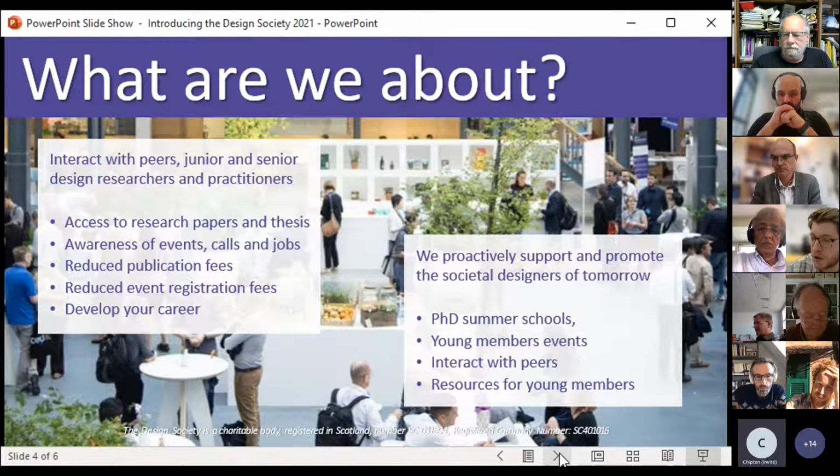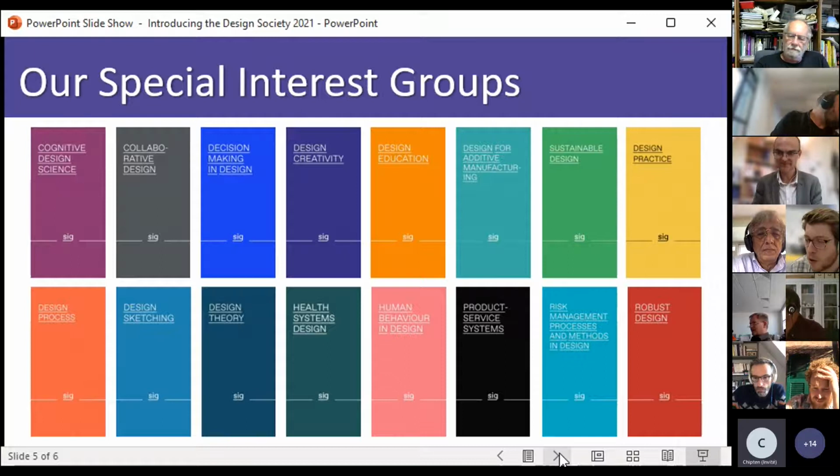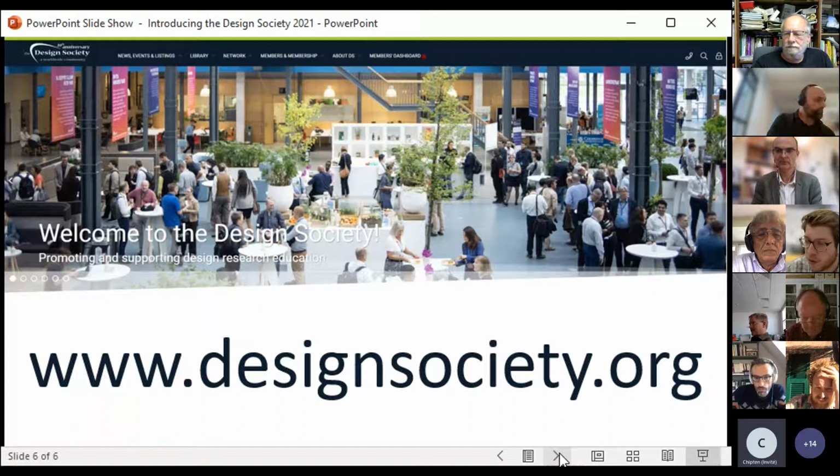If you have a particular interest, for example design theory, you might like to join one of the special interest groups. You can see a list of the different groups here, or visit our website at designsociety.org to learn more about each of the individual groups. So I'll pass over to Pascal. If you'd like to share your screen, you can begin the talk for today.